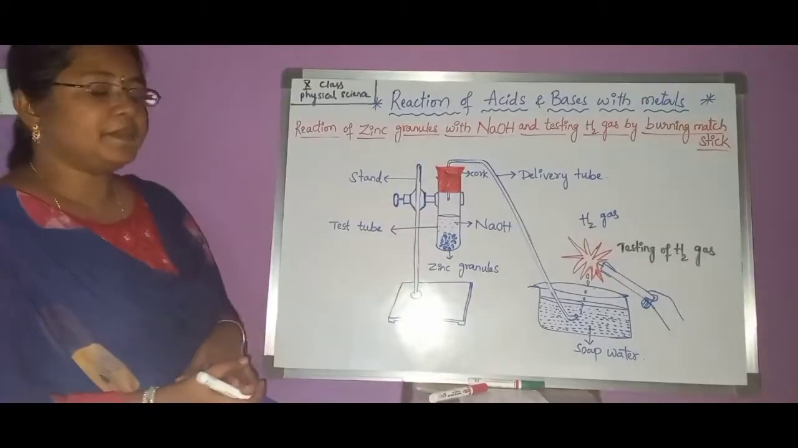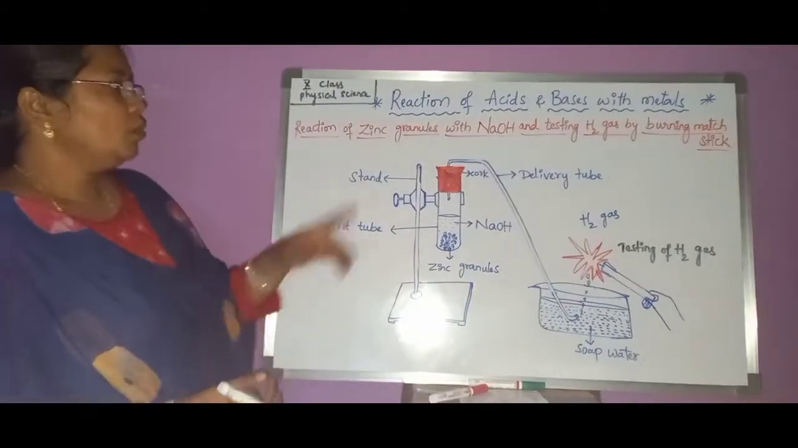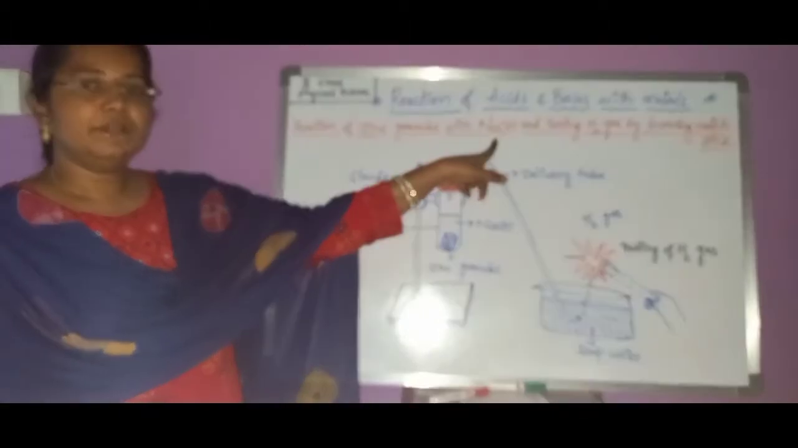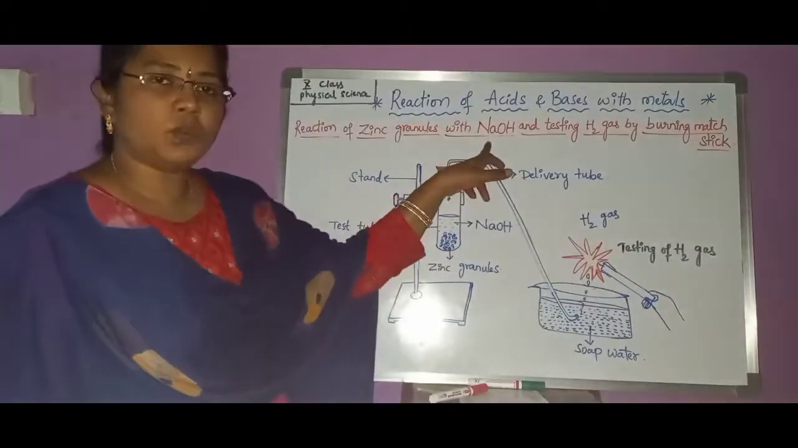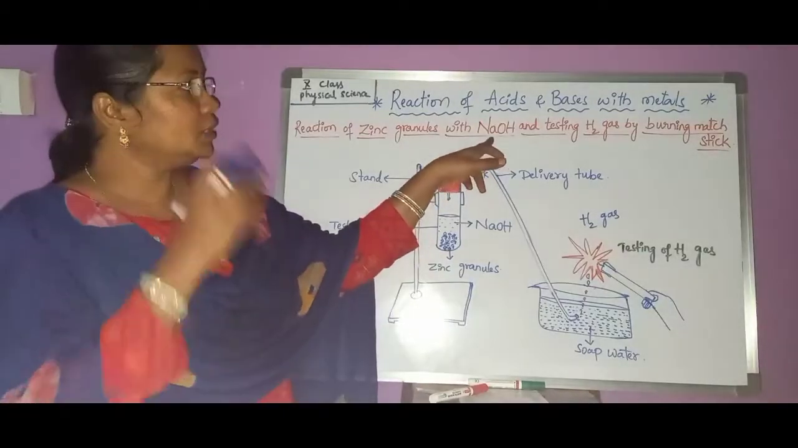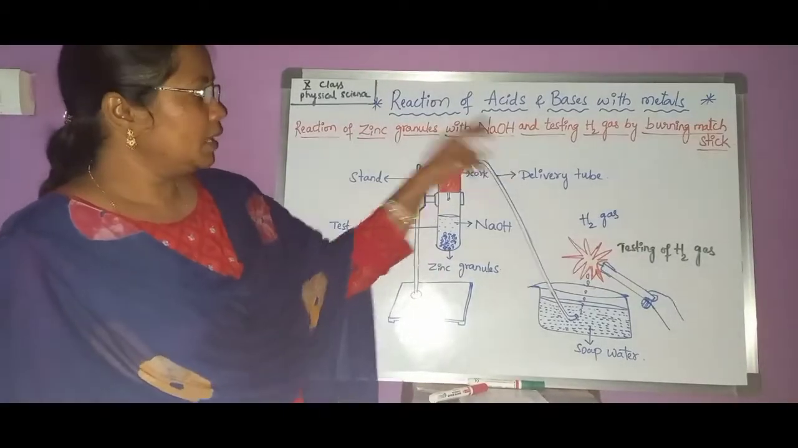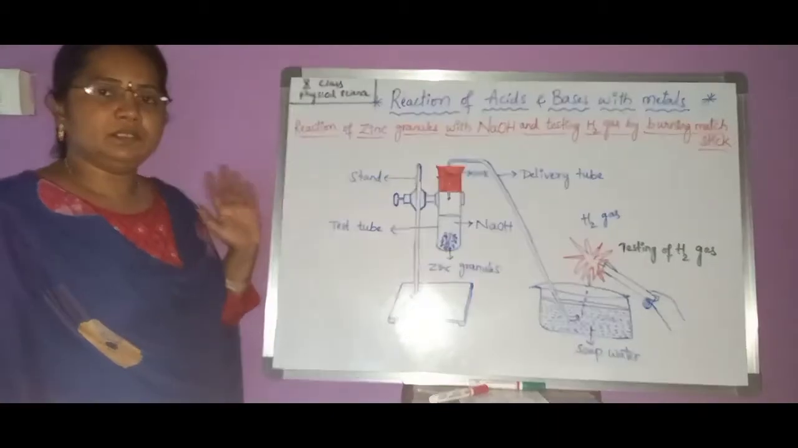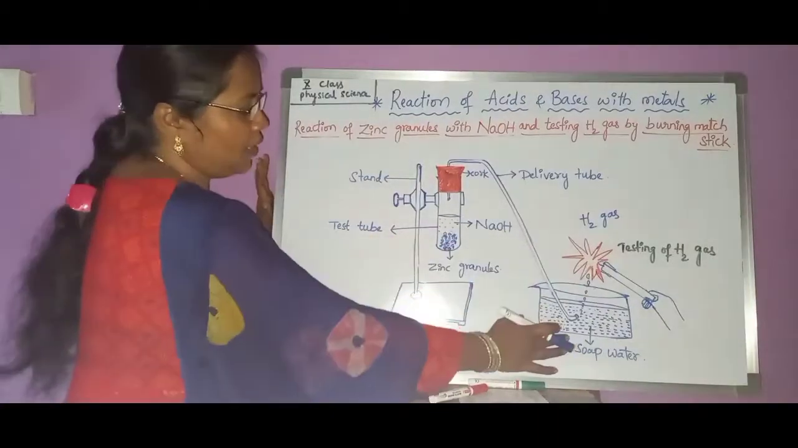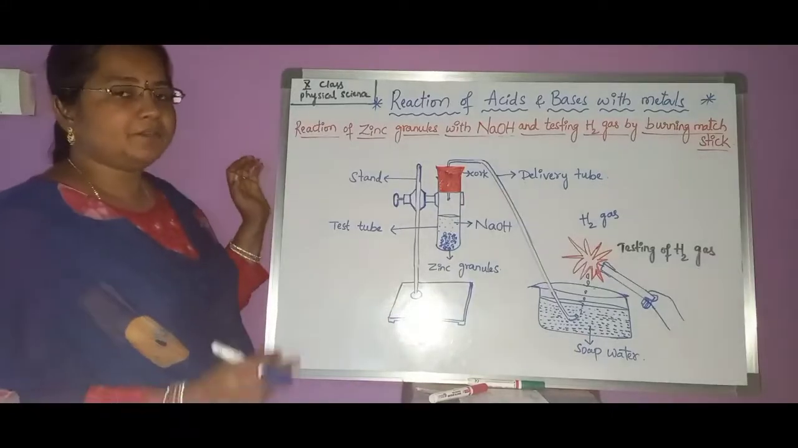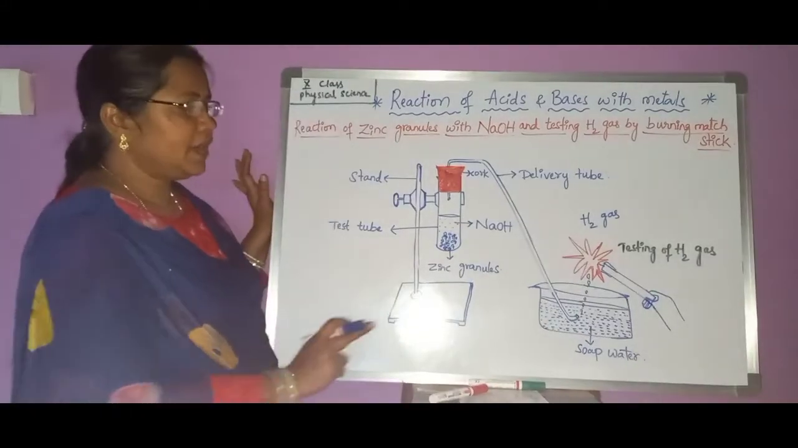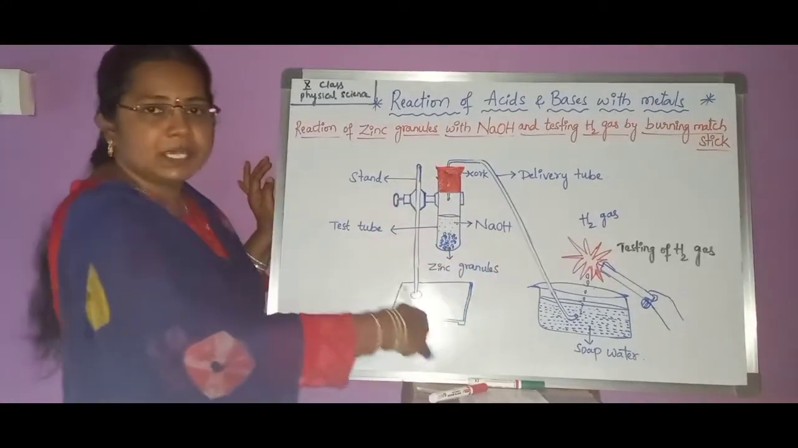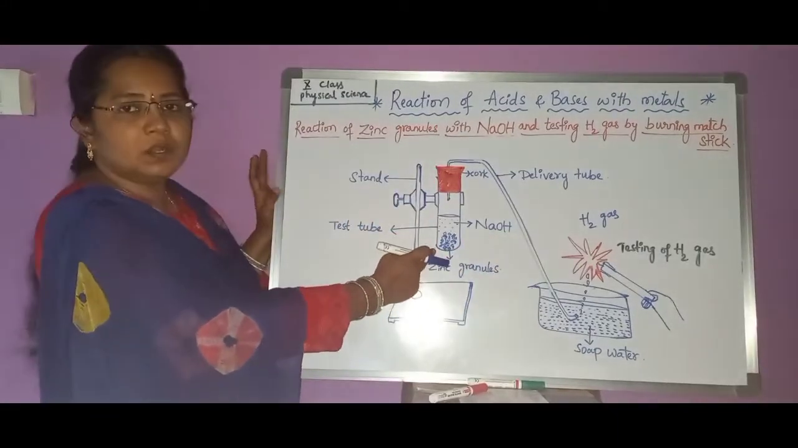Now we see the reaction of a base with a metal. So here I have changed it. Reaction of zinc granules with NaOH. The base I am going to take here is sodium hydroxide, whose formula is NaOH. The overall activity will be the same, same requirements, same everything, but here I have changed only the chemical. In place of dilute HCl, I have taken sodium hydroxide. Remaining everything is the same. The metal is also zinc only.